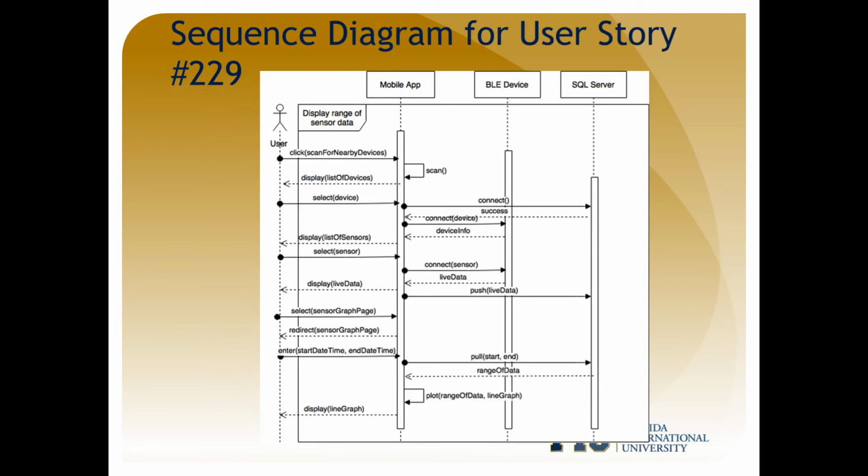This is a sequence diagram for User Story 229, where a user can scan for nearby devices and find a list of devices, select the device they want to use, connect to it. Then they will display a list of sensors. The user can select which sensor they want to connect to, send that data to our database server. The user can then select a sensor graph, select the time and date they want to see of the graph, and pull that data from the server, and then the app will display a line graph.